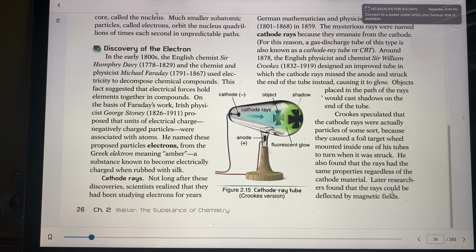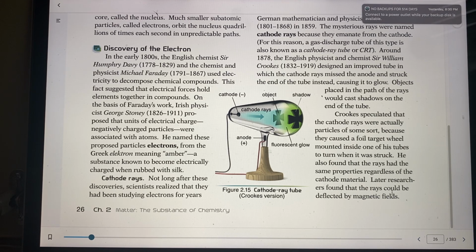And then we have George Stoney, who lived from 1826 to 1911, and he proposed that the units of electrical charge, negatively charged particles, were associated with atoms. These electrons had to do with atoms, and he named these particles in the atoms electrons.